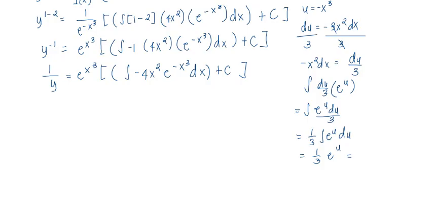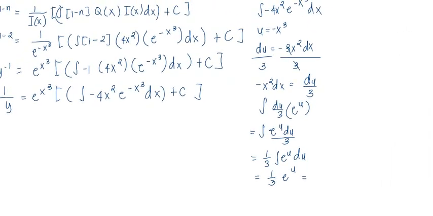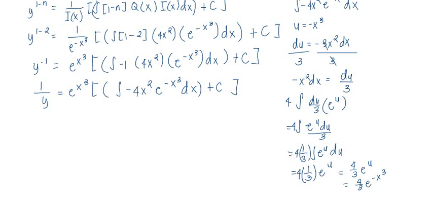Oh, I forgot about the 4, by the way. We only replaced negative x squared dx, so we still have 4 as an excess. So 4 times 1/3, it will now be 4/3 e raised to u. So 4/3 e raised to what was the u, negative x raised to 3. So 4/3 e raised to negative x cubed is the integral of negative 4x squared e raised to negative x cubed dx. So it will now be 1 over y is equal to e raised to x raised to 3 times this one, 4/3 e raised to negative x raised to 3 plus c.